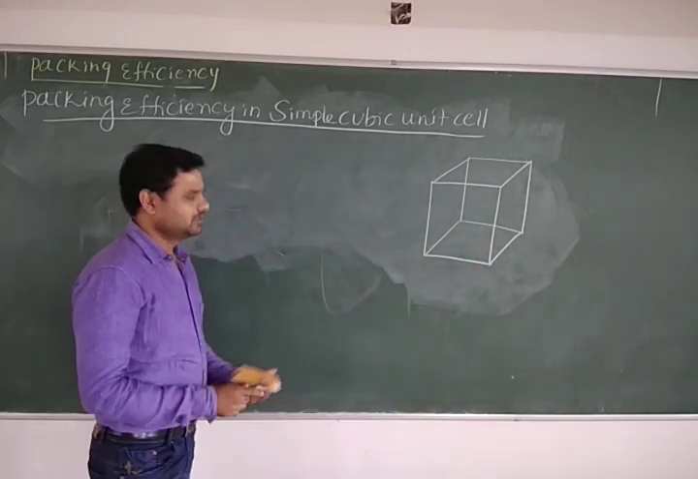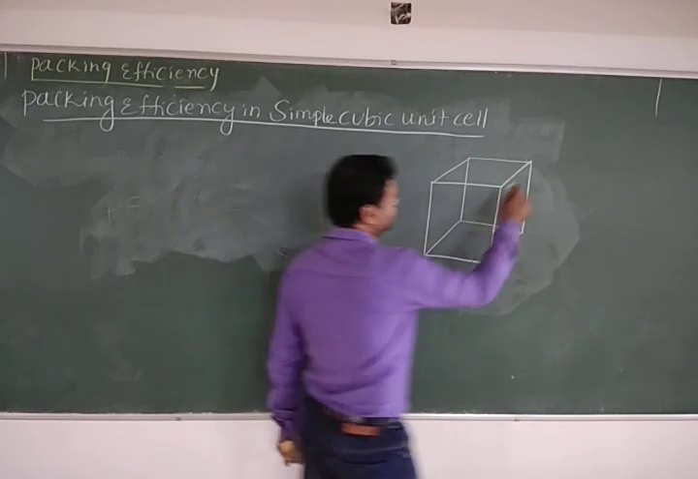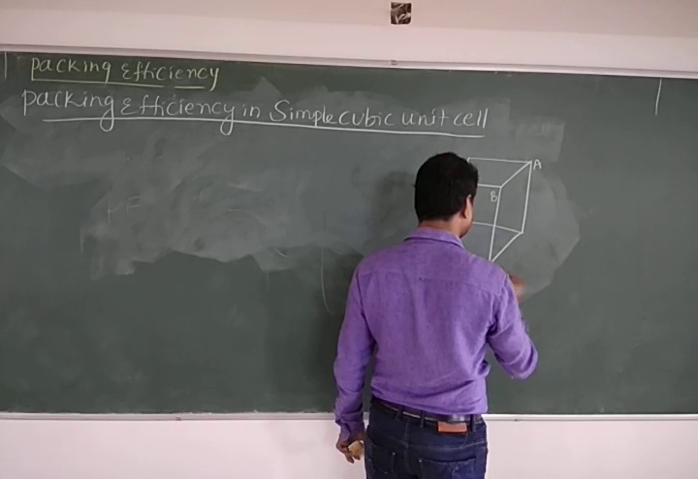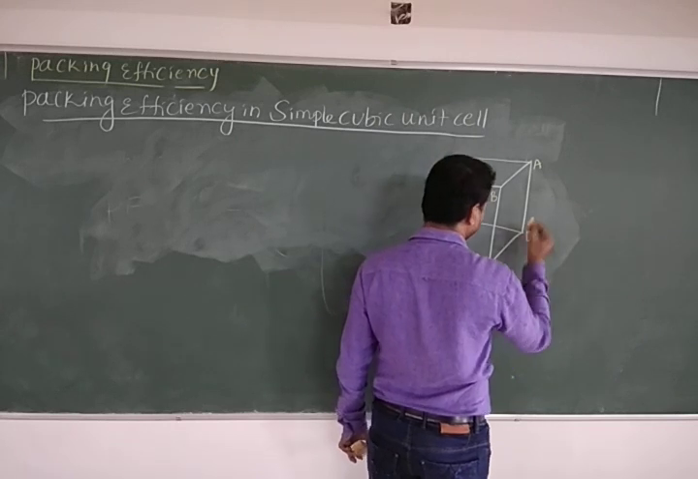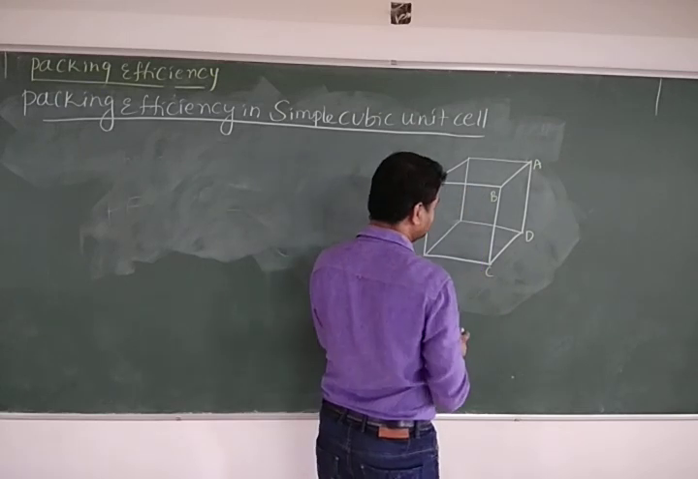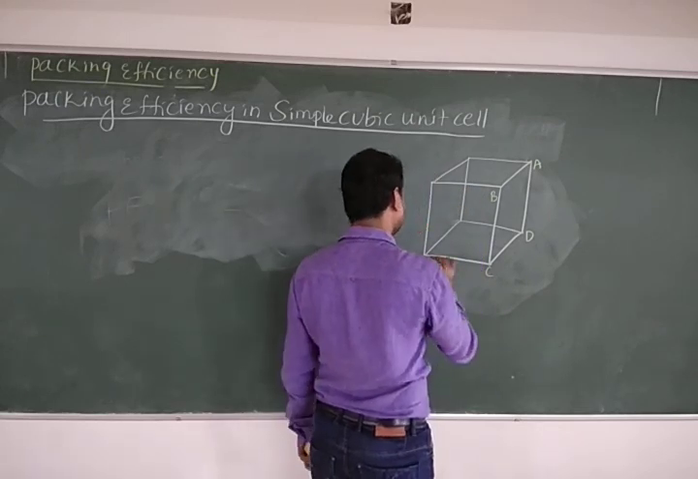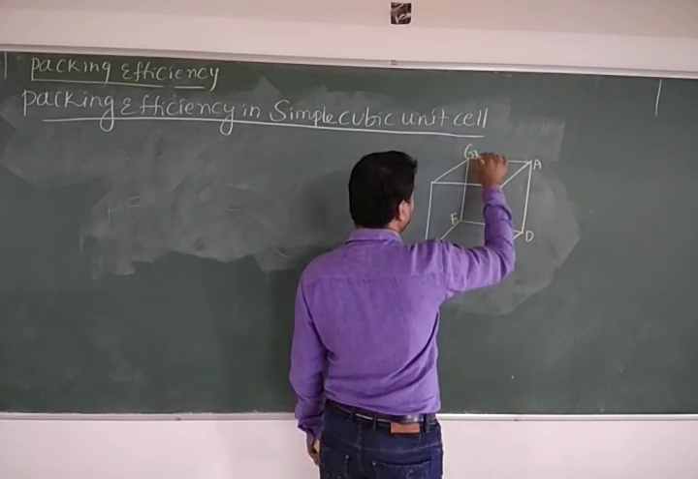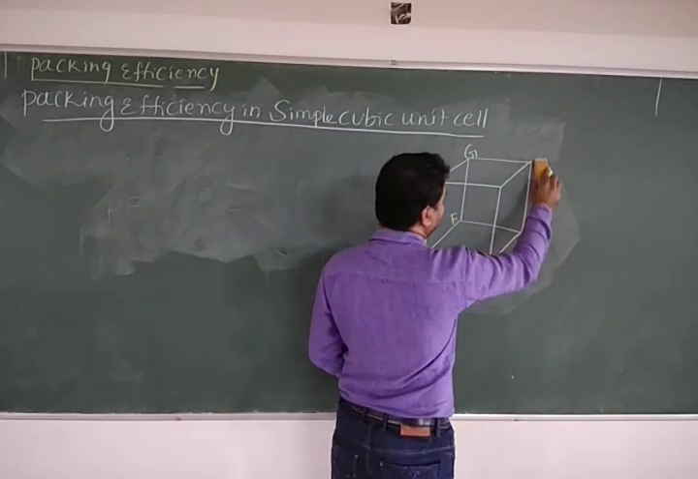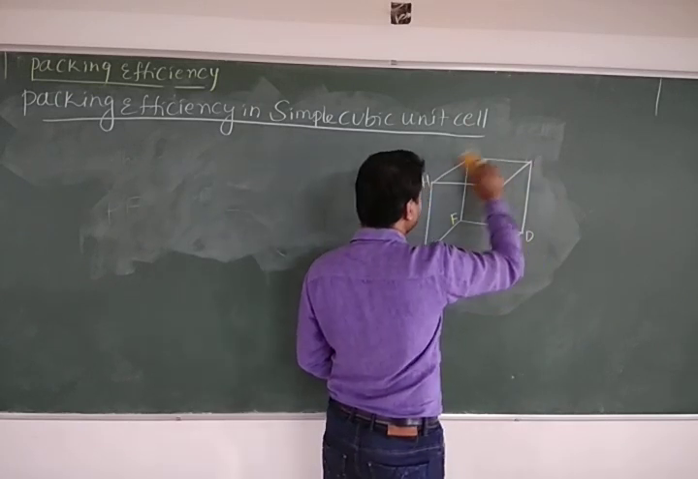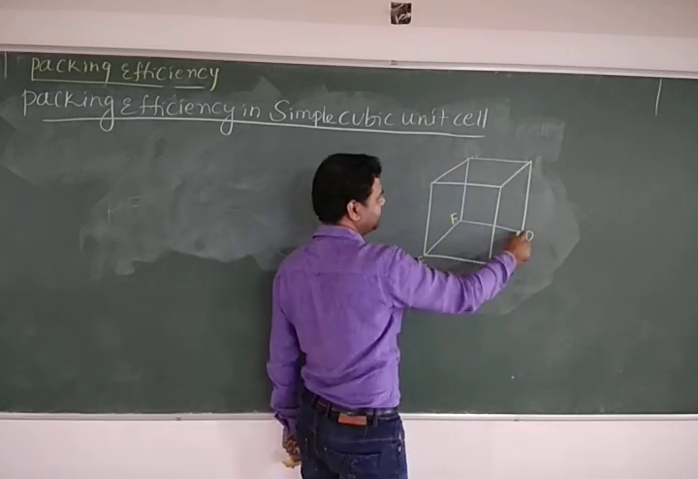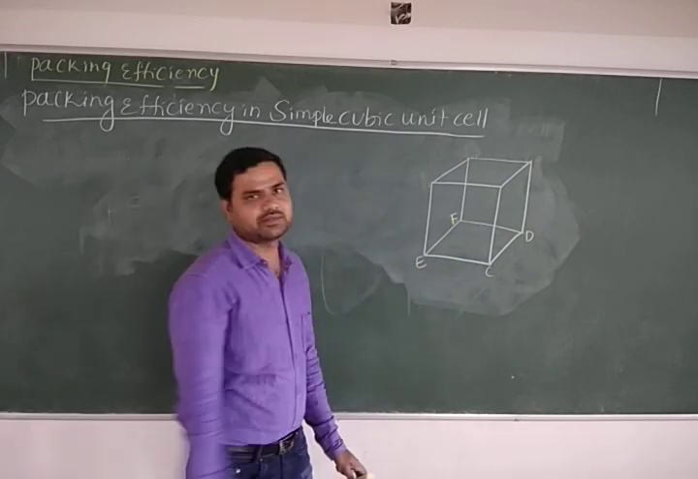You see that here we have 8 corners. I am writing the symbols of the corners: A, B, C, D, and E, F, G, H. A, B, C, D you can show later after writing the spheres. What is the meaning of this? 8 corners means atoms are there at 1, 2, 3, 4, 5, 6, 7, 8. Like that, at 8 corners we have 8 atoms.